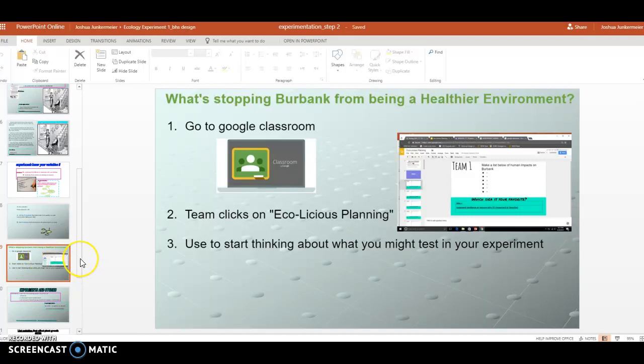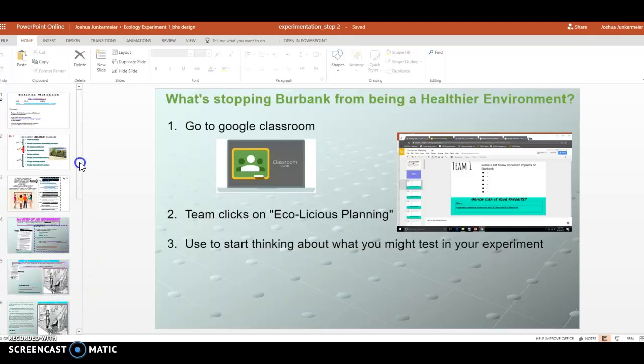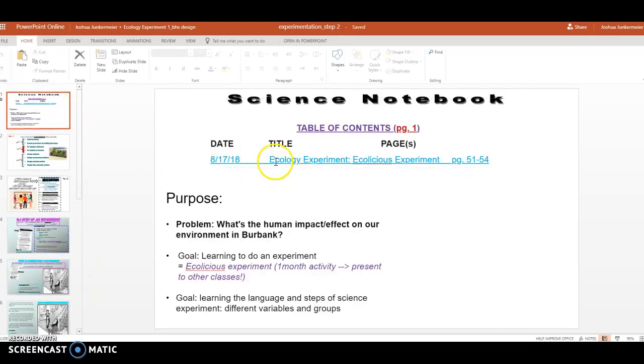But before, let me just do a quick reminder of where we began in our last video. We have our Ecolicious experiment, and our goal for these slides is learning the language and some of the steps of a science experiment. Specifically, we're learning about different variables. In your notebook, you should be going back to the notes section after the pocket, turning to page 55 or 56 to continue writing your notes.